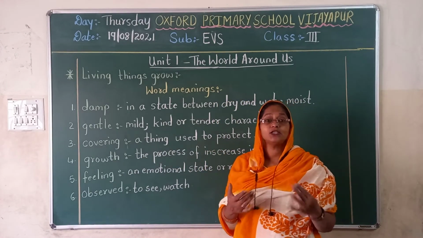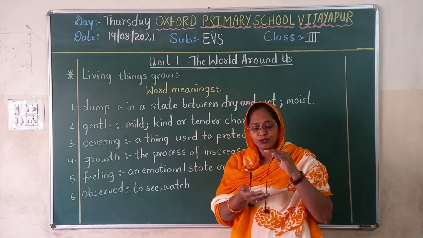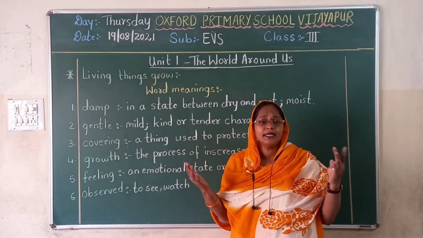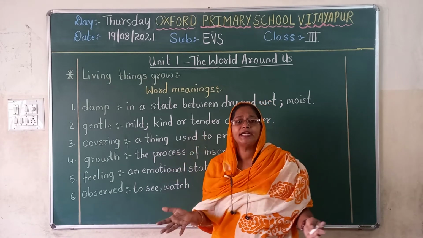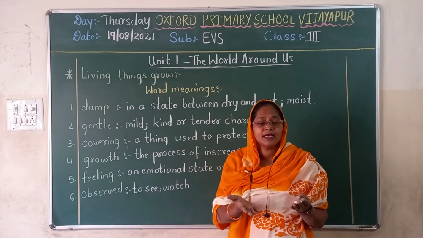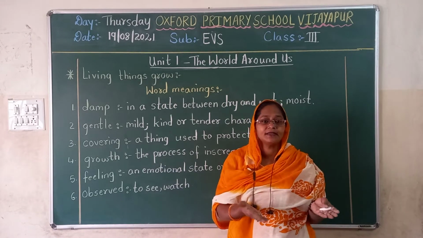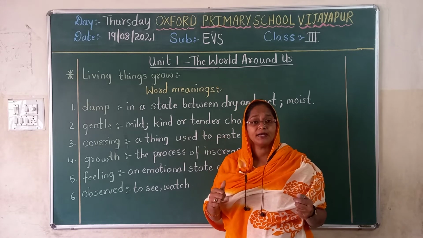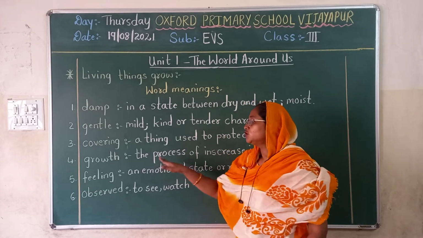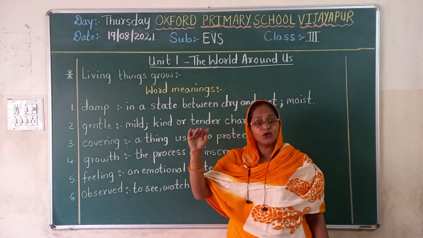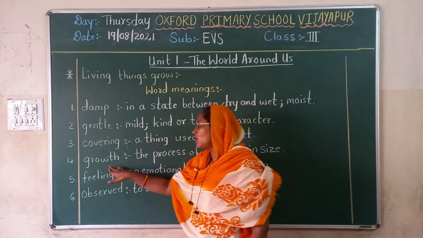All living things grow in size. If you put a small sapling, it grows into a plant, then it turns into a big shady tree. So this is what we call growth. You children, how were you in first standard? How did you come to second standard? Your height and your weight are increasing. Now you are in third standard. Isn't it that your height grows? So this is what we call growth.